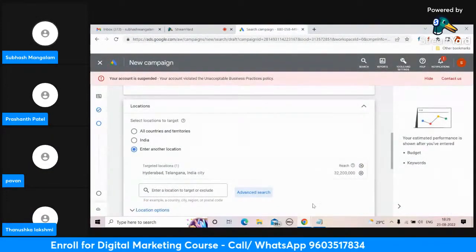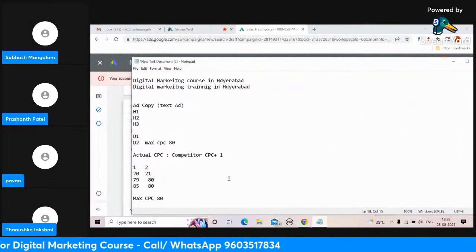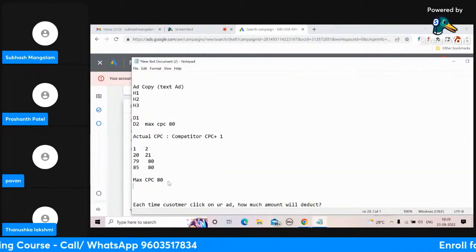So you learned two new things today. One is max CPC, and one is radius targeting.